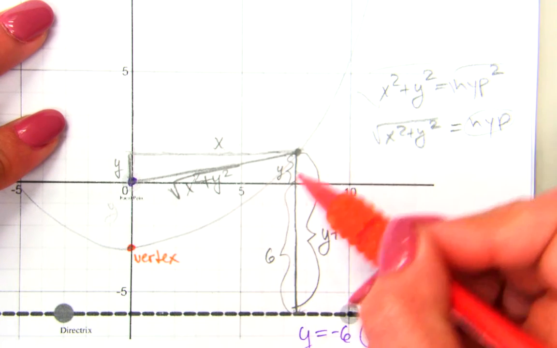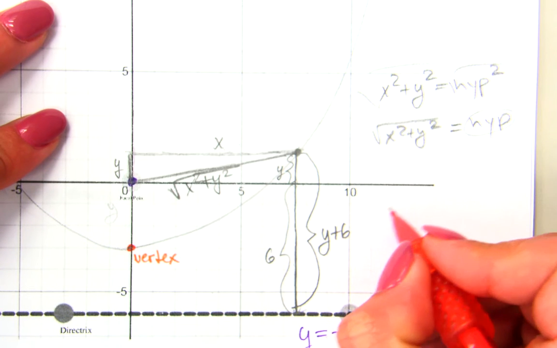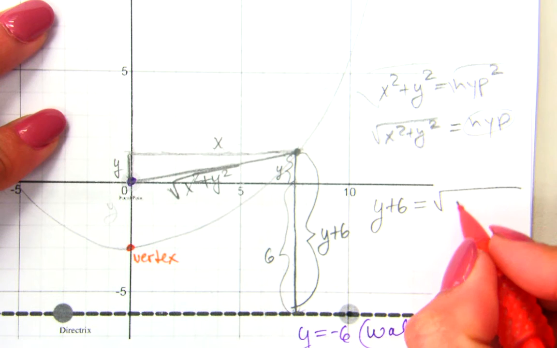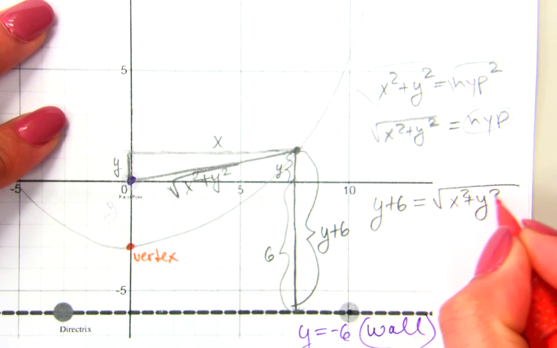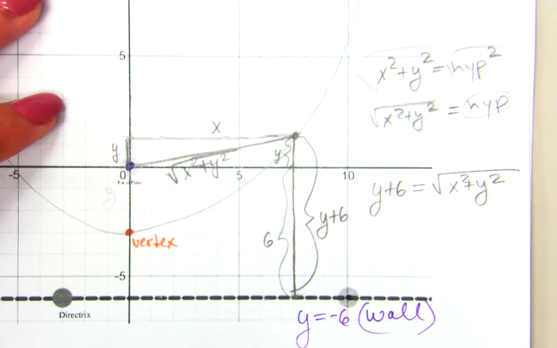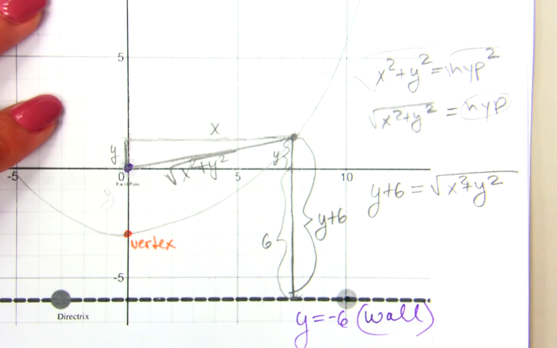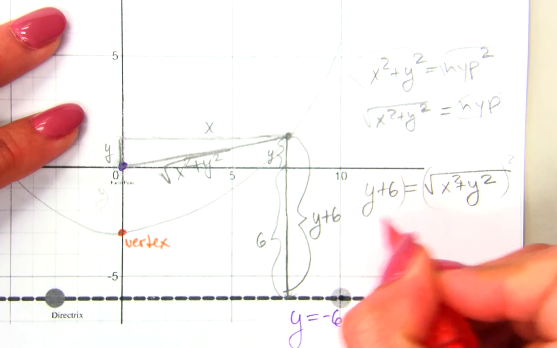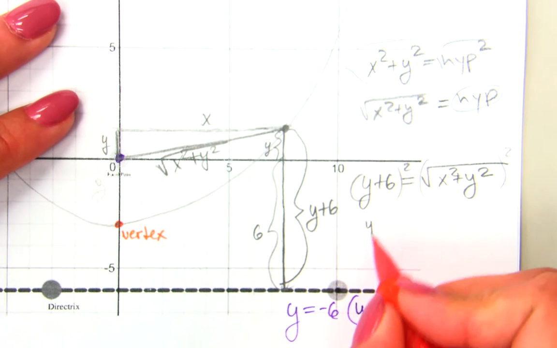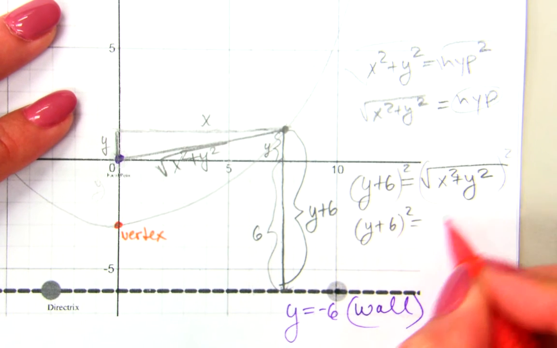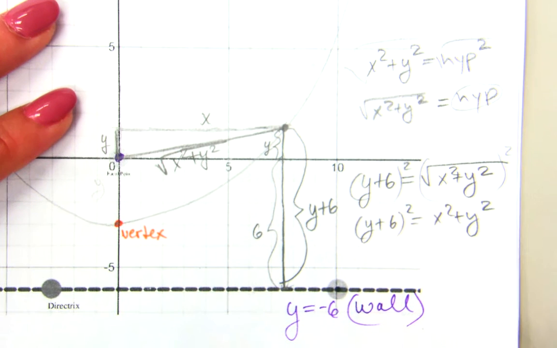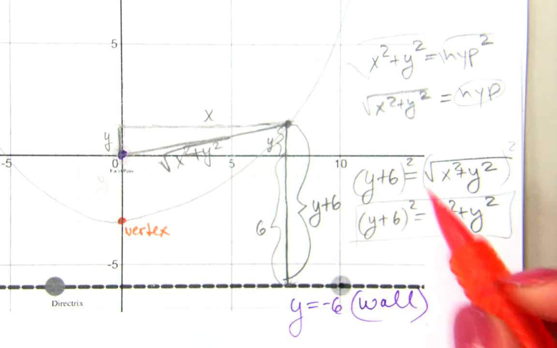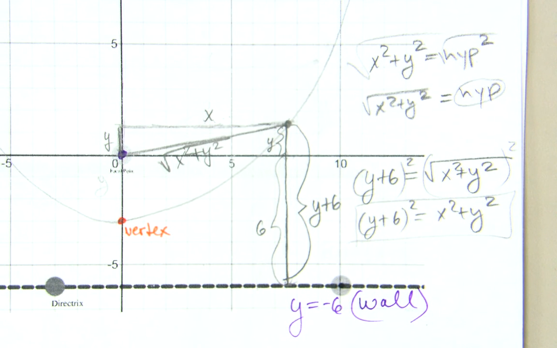Well, this distance is equal to this distance, so that would mean that y plus 6 has to be the same distance as here, so that would be the square root of x squared plus y squared. So those two are the same, right? Okay, well that works out. But this looks a little icky, so I'm going to square both sides, because that'll get rid of the square root. So I have (y plus 6) squared is equal to x squared plus y squared. Okay, so this is the expression for this equation. Now, that looks super messy.